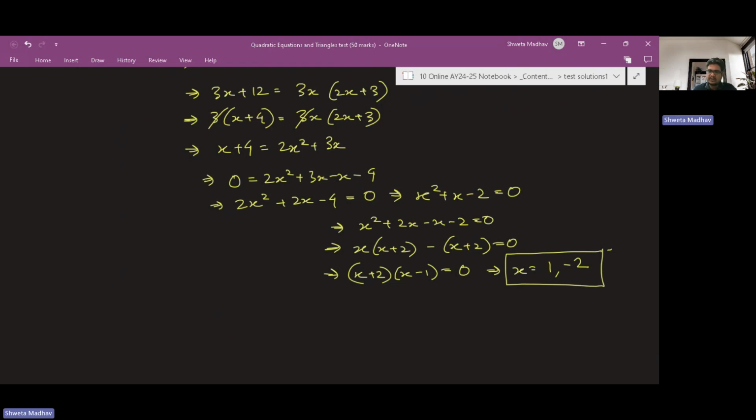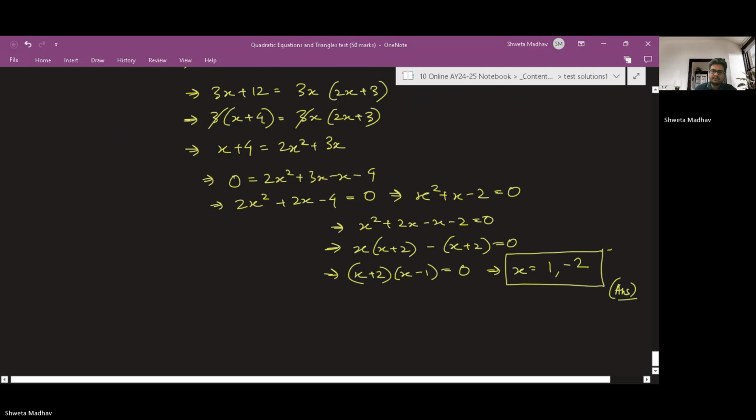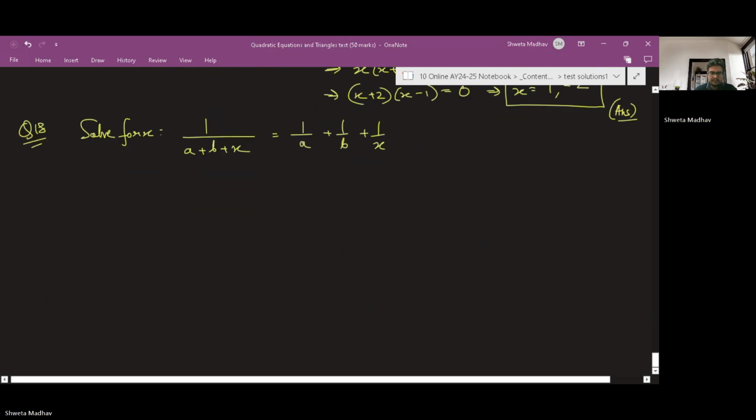So this is the required answer. Okay. So then in question number 18, we have been told to solve for x. Solve for x where it is given 1 by (a plus b plus x) equals 1 by a plus 1 by b plus 1 by x. We have to find the values of x.